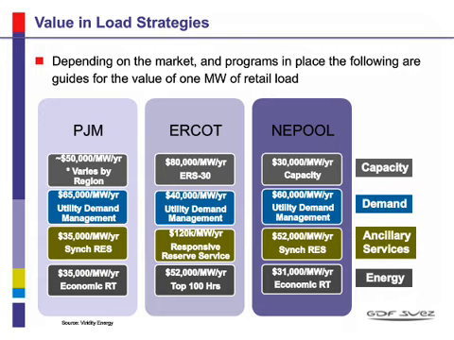When you start to look at demand management, you begin to see how these numbers start to add up. In ERCOT, for example, on the demand side, well, let me take NEPOOL. Just utility demand management alone, this is just the distribution level management of your peak on a day-to-day, hour-to-hour basis, can create up to $60,000 a megawatt in annual savings.